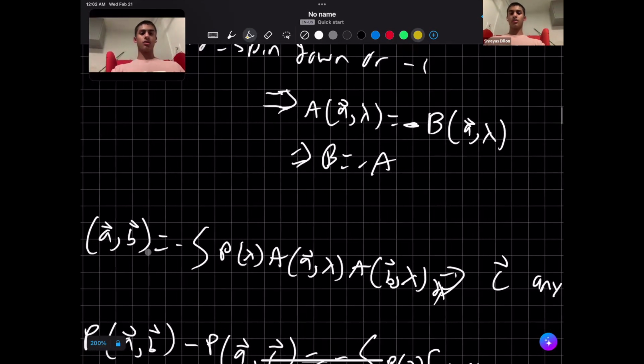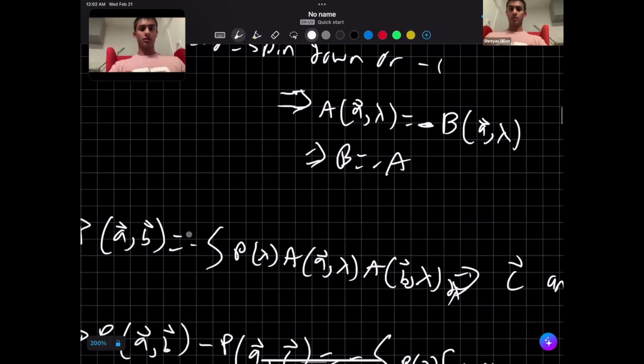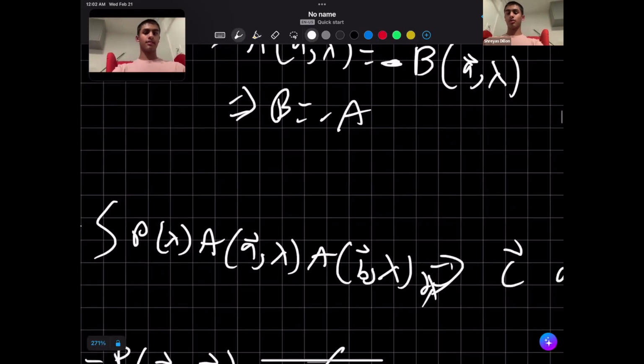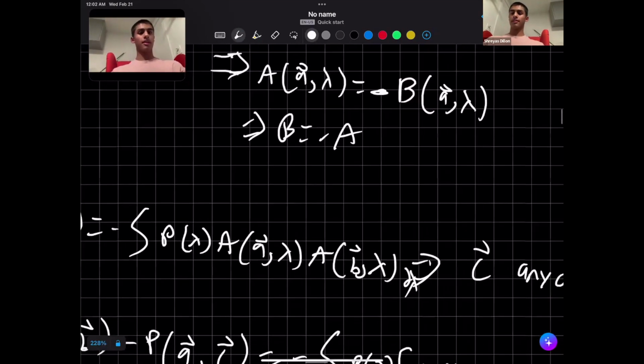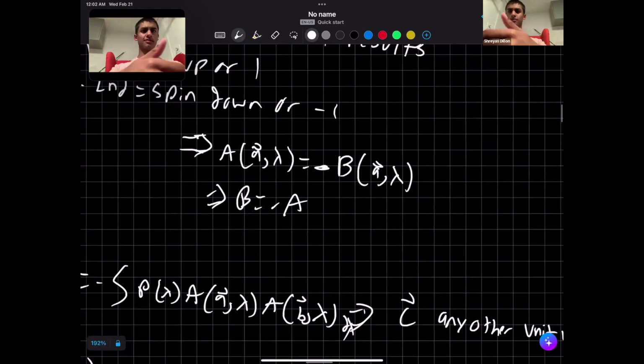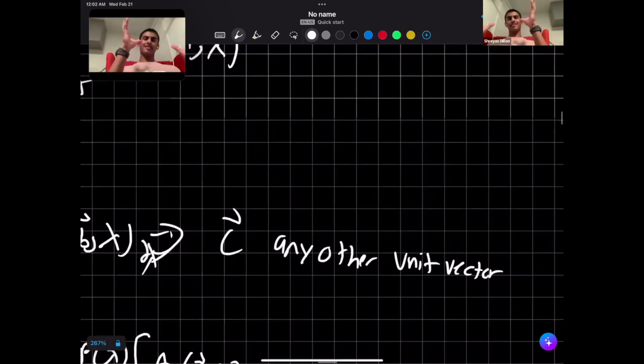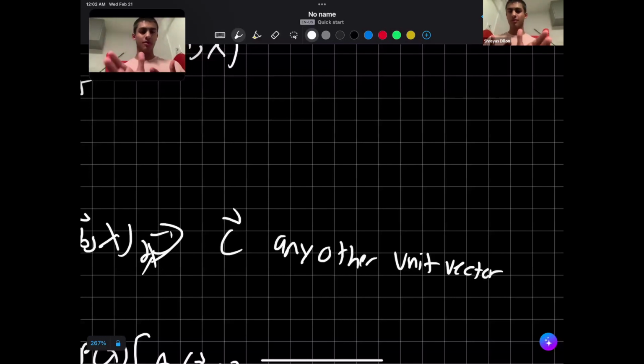So you'll see now there is a negative sign in our integral that we added in there. And additionally, there are now two A's instead of A and a B, based on our deduction right here with the anti-parallel results. And now this is the part that tricked me up the most when I was deriving this. You introduce C, which is another unit vector.